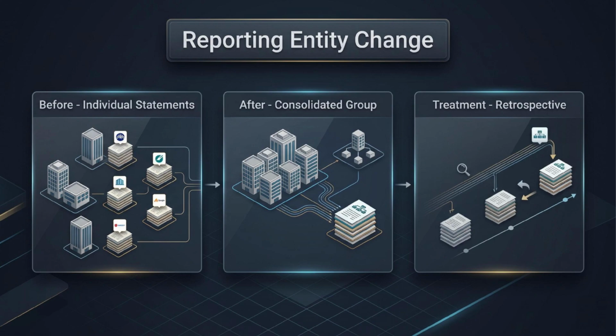The objective is like for like comparison. If this year shows the group and last year shows only the parent, the trend would be misleading unless prior periods are adjusted to the same reporting boundary.